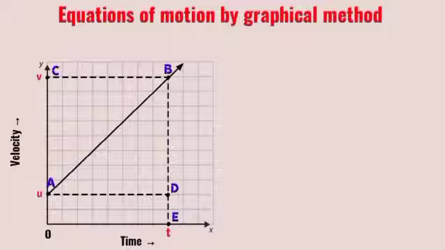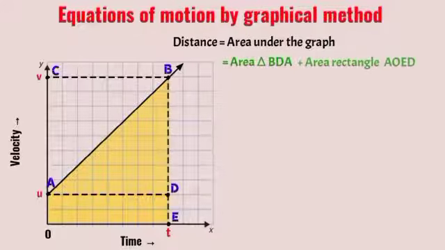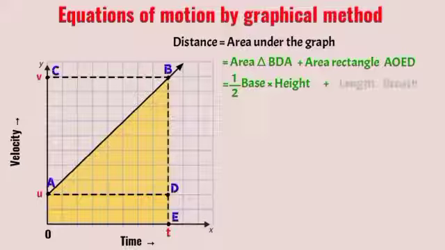Now, let us derive the second equation of motion. Here we have a velocity time graph. As we know, the area below the velocity time graph gives us distance. In this graph, the complete yellow colored area gives us distance. Let us divide this complete area into two parts as triangle BDA and rectangle AOED. Now distance is equal to area of triangle BDA plus area of rectangle AOED. We know that area of triangle is half into base into height and area of rectangle is length into breadth.